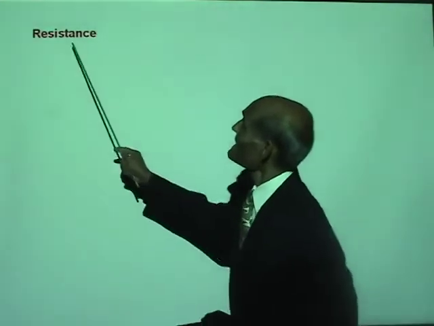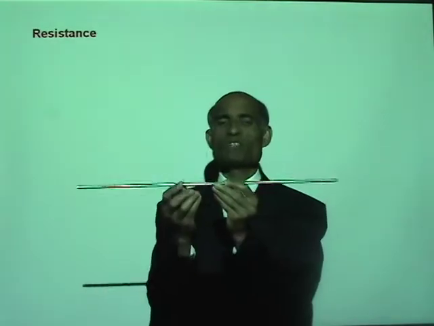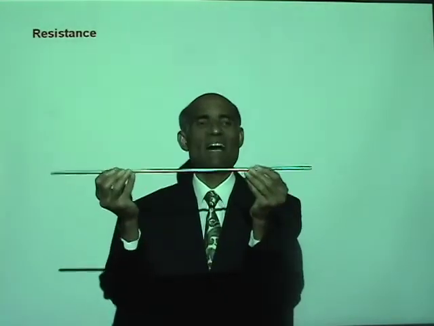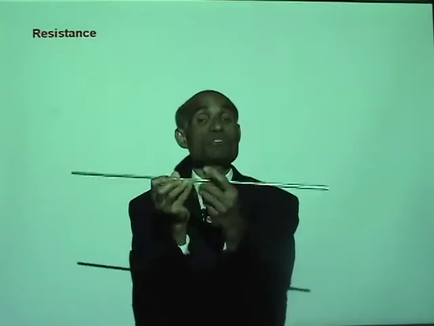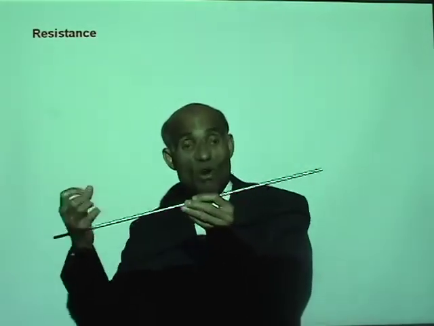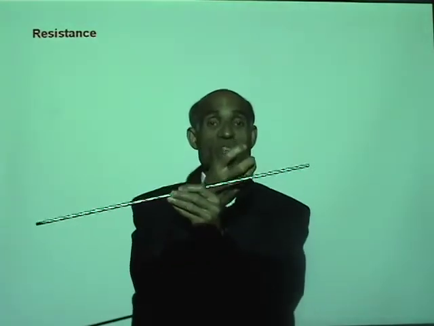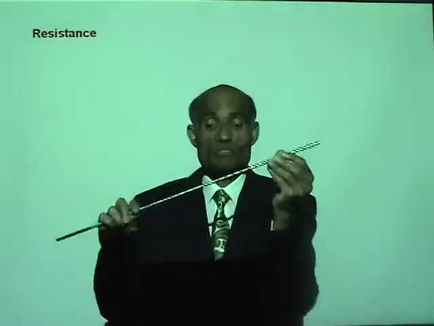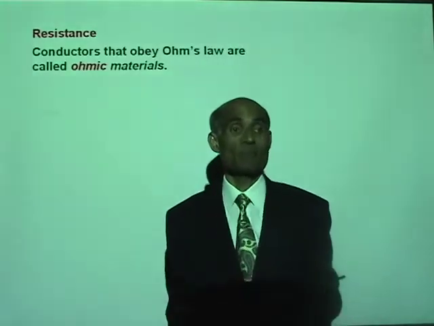Alright, let's now talk a little more about resistance. What are the factors on which the resistance of a conductor like this depends? Well, resistance is the resistance offered by the conductor for the drift of electric charges. What are the factors on which the resistance depends? Can you think of some of the factors?